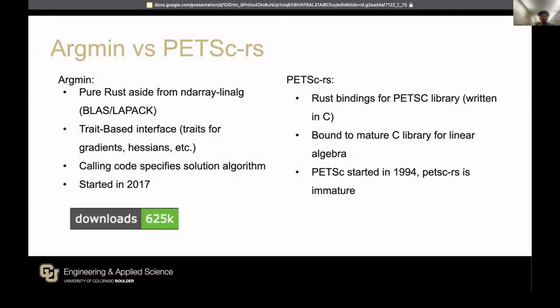So two libraries we were exploring to solve this problem were Argmin and PETSc. Argmin is pure Rust, aside from ndarray-linalg, which is based on BLAS and LAPACK, and it has a trait-based interface, which is traits for gradients, Hessians, etc. And it calls code by specifying solution algorithms within the code, and was started in 2017 with over 625,000 downloads. PETSc-rs is Rust bindings for the PETSc library, which is written in C, and the PETSc library has been around since 1994, while PETSc-rs is more recent.